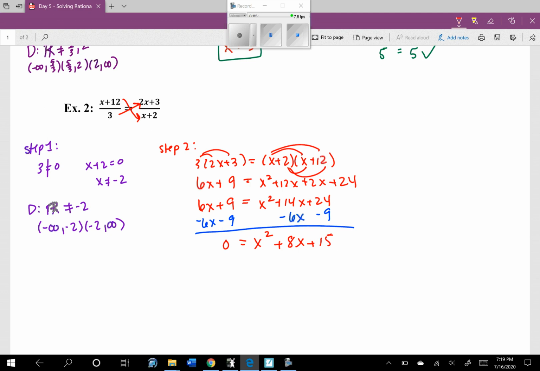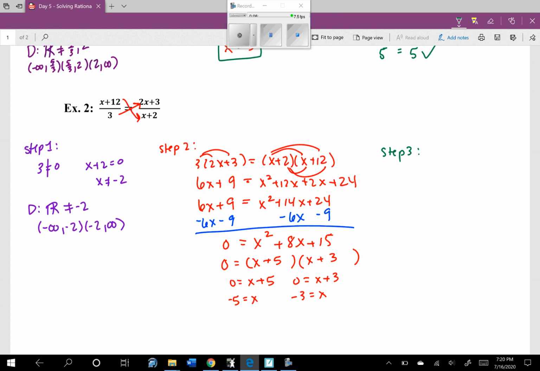And again, I did that because I'm solving a quadratic, so now I can either factor or use the quadratic formula. Factoring is a lot faster. So 0 is equal to factors of 15 that add up to 8 are 5 and 3, so x plus 5, x plus 3. So now we set each factor equal to 0 to solve. And then subtract the 5, so negative 5 is equal to x. Subtract the 3, negative 3 is equal to x. Of course, we want to then do the last step, which is to check our solution.